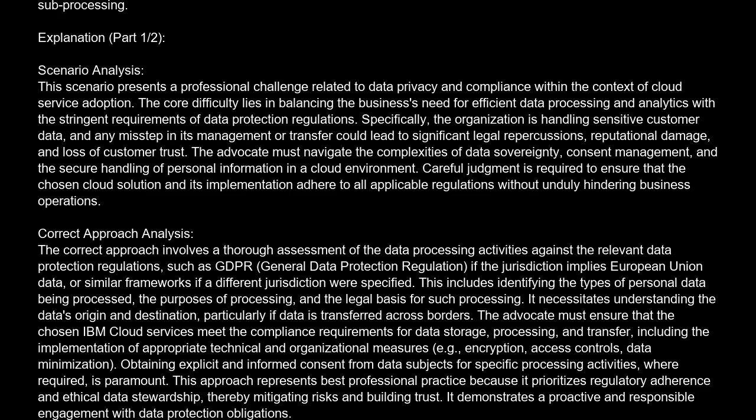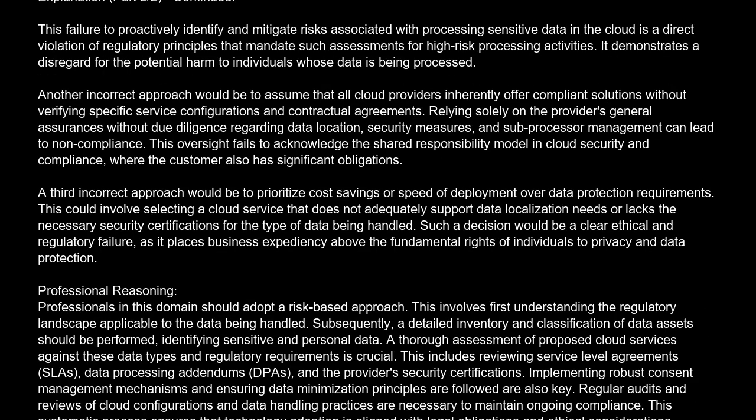Incorrect approaches analysis. One incorrect approach would be to proceed with cloud migration without a comprehensive data protection impact assessment, DPIA, or equivalent regulatory review. This failure to proactively identify and mitigate risks associated with processing sensitive data in the cloud is a direct violation of regulatory principles that mandate such assessments for high-risk processing activities. It demonstrates a disregard for the potential harm to individuals whose data is being processed.